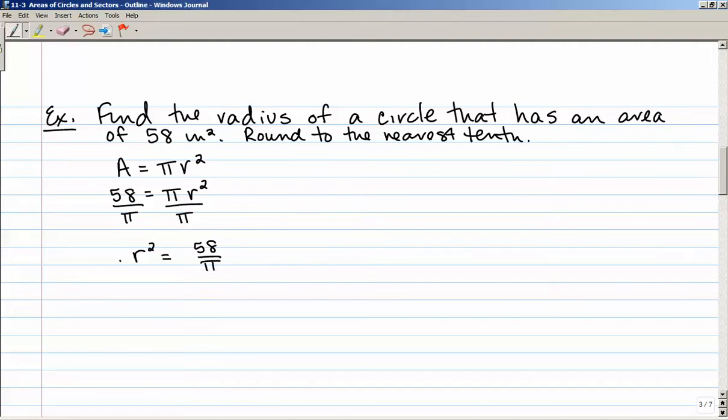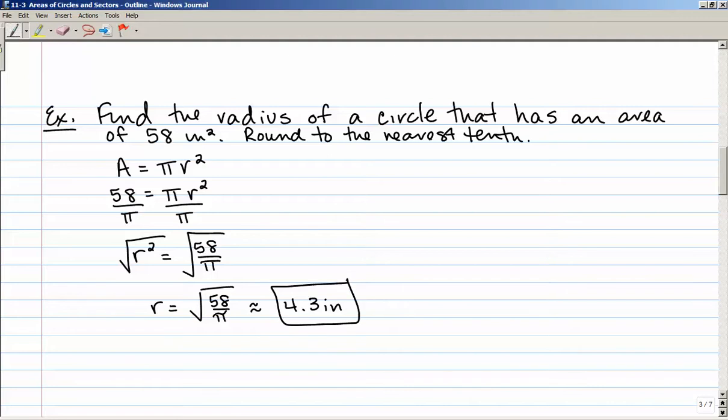To get rid of the squared, I'm going to take the square root of both sides. So my radius is the square root of 58 over pi, which is approximately equal to 4.3 inches. And remember, that's not squared, that's a linear measure because it's the radius.